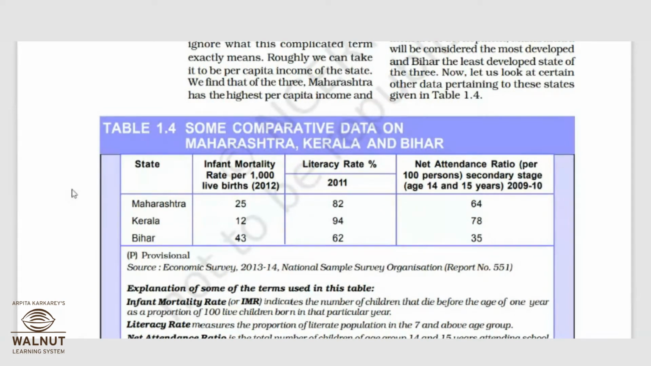Are you saying Maharashtra or Kerala? Ma'am, Kerala, because Kerala has a high literacy rate, and also less death rate, less infant mortality, and the student attendance ratio is also more, 78%. Correct. We have all studied or read somewhere that Kerala is the most literate state of our country.